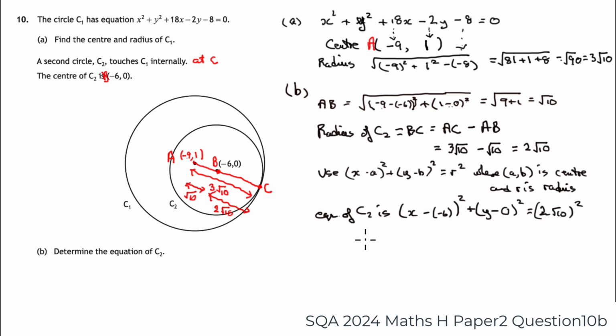So let's sort this out. That'll be x plus 6 all squared plus y squared equals, now 2 squared is 4, root 10 squared is 10, 4 times 10 is 40. So there is the equation of the circle C2 as requested.